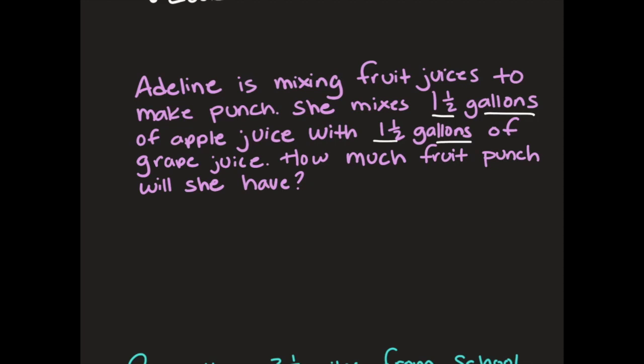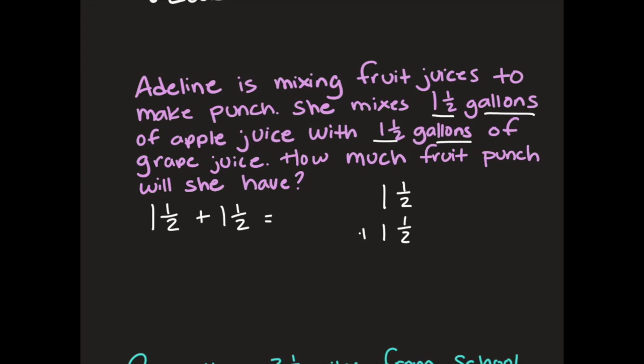Now I'm going to try and see, what is this question wanting me to do? How much fruit punch will she have? So I want to know how much in all. So that must mean that I am combining these two numbers. So I'm adding. So I'm going to write a number model to help me. So I'm going to do 1.5 of the apple juice plus 1.5 of the grape juice to find out how much in all.